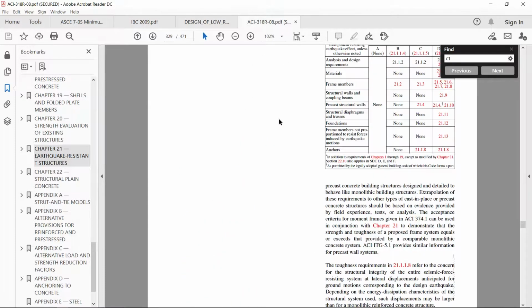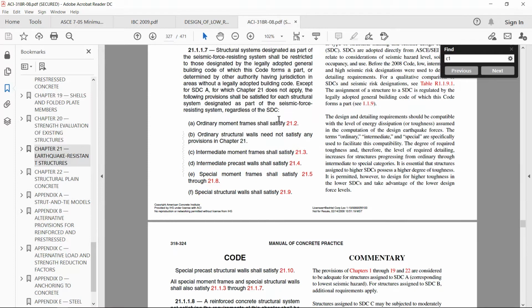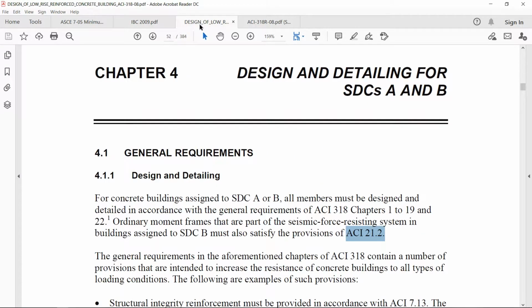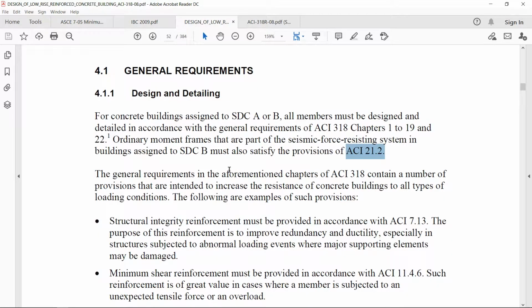So having a clear concept of SDC A, B, C, D, E and F, the requirements to be followed and the paragraphs are also mentioned over here. Let's go back to our problem. This problem stated that this structure lies in SDC B category. Then the question was, what are the provisions? So following are examples of these provisions.